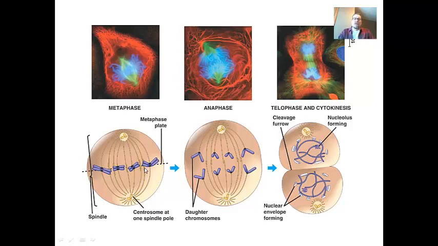Okay. Once they're all aligned on the cell and all these microtubules are attached to the kinetochores, then you have the anaphase, and that is the shortest of the phases.